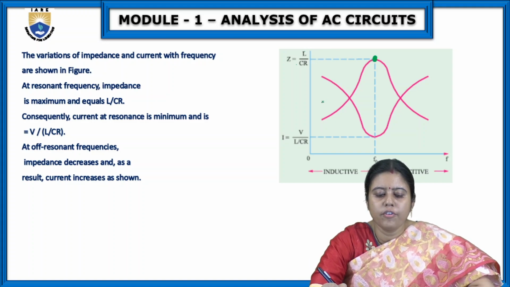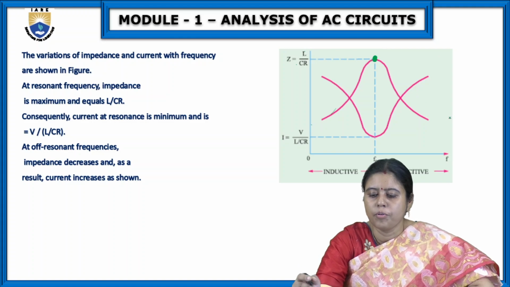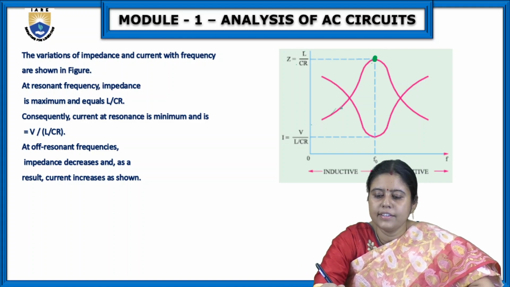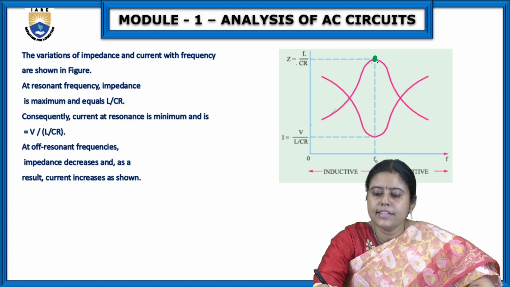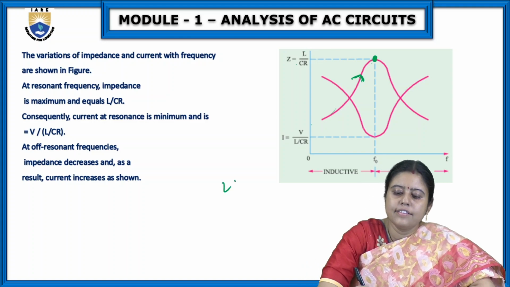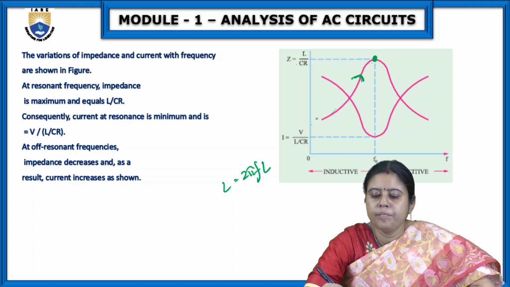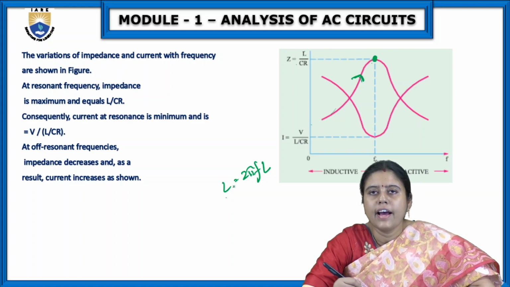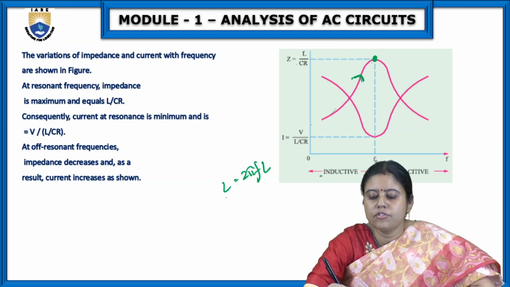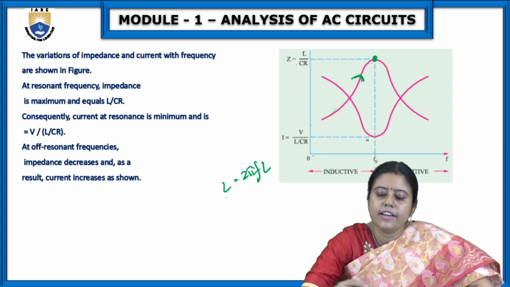At offset frequencies, impedance decreases on both sides. On this side, the inductance is increasing from 0. XL is equal to 2 pi FL, so if the frequency is increasing, the inductive value is increased. So this side is an inductive circuit.